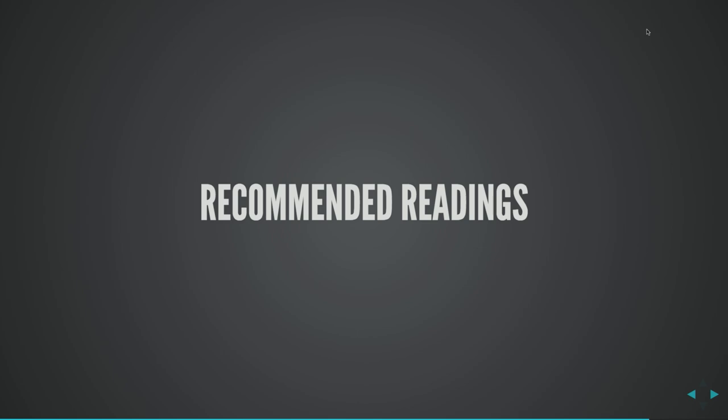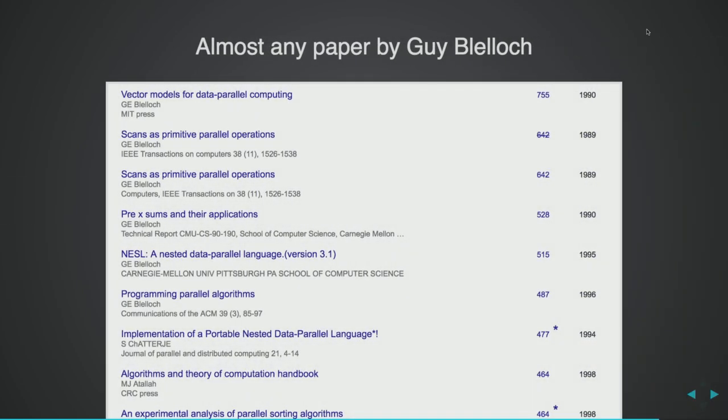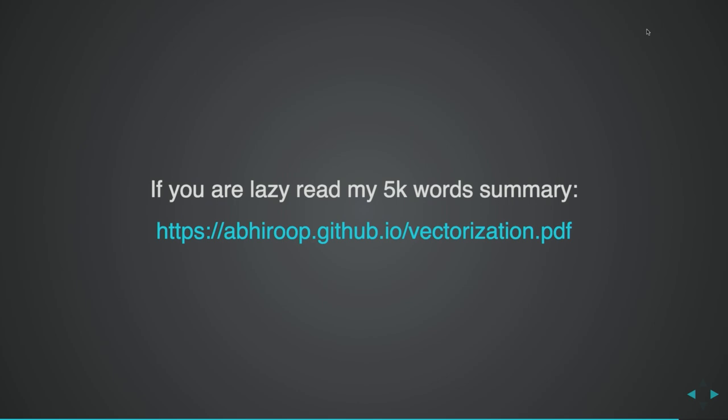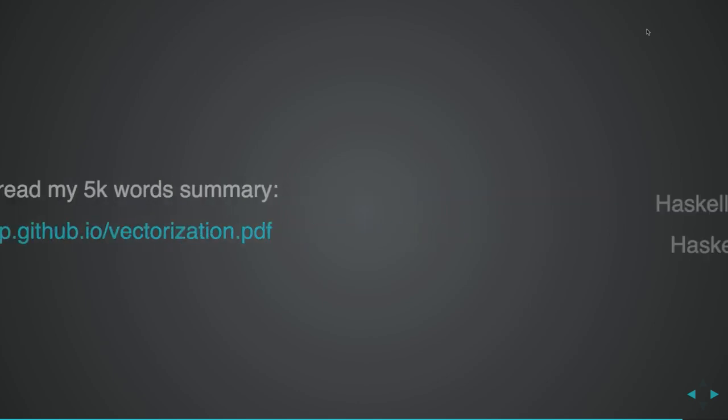If you want to do any follow-up reading on this, any paper by Guy Blelloch on this topic is almost a gold mine. I would recommend the first paper the most. Actually, I have myself not read all of them, but Vector Models for Data Parallel Computing is his thesis, where he shows how to map vector code to a normal PRAM machine. And from the Haskell side of things, these are the two papers which I read: Automatic SIMD Vectorization in Haskell and Exploiting Vector Instructions with Generalized Stream Fusion. So if you are lazy and you don't want to read those, I actually have a 5,000-word summary of them. It's present in my repo. I've given you the link. And yeah, that's about it.